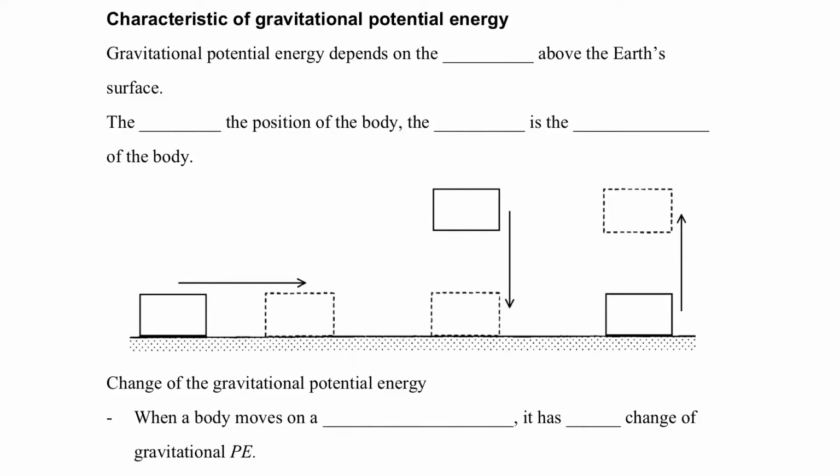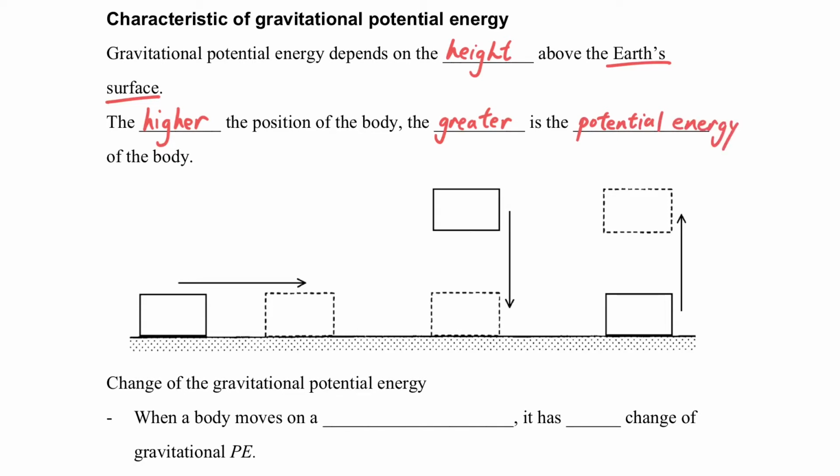Characteristics of gravitational potential energy. Gravitational potential energy depends on the height above the Earth's surface. So the higher the position, the greater the potential energy of the body. Let's consider the following diagram.